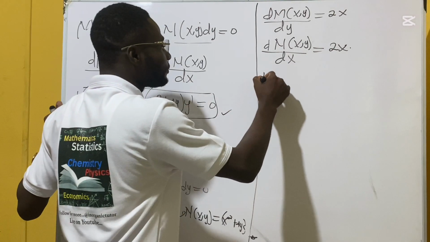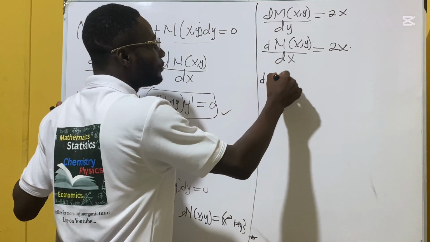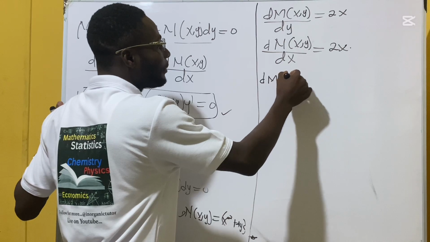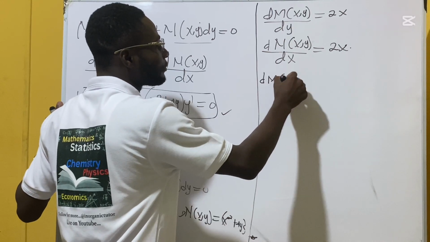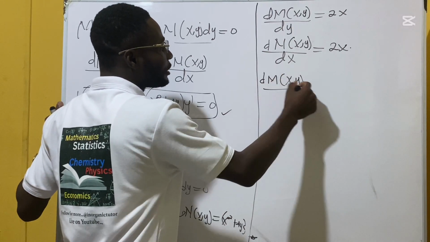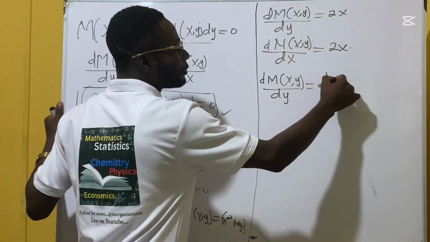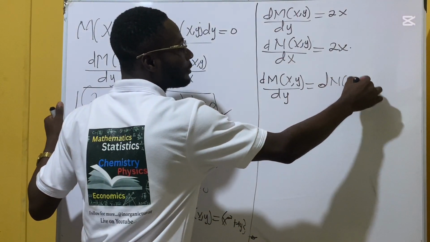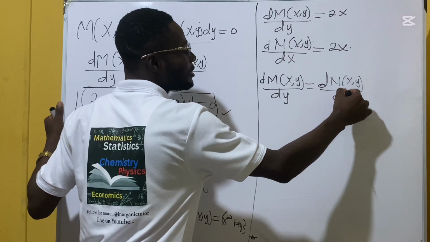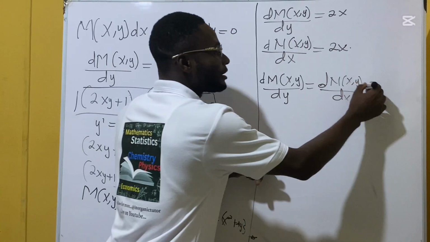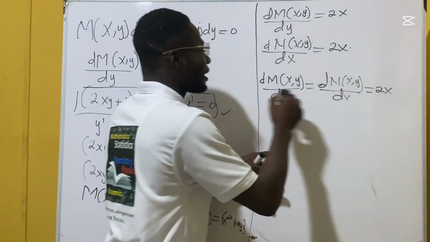Therefore, the differential of M of x and y with respect to y is equal to the differential of N with respect to x, and that is basically equal to 2x.